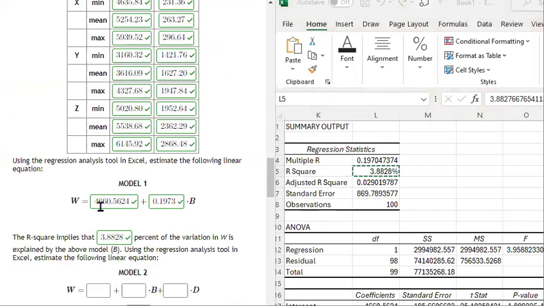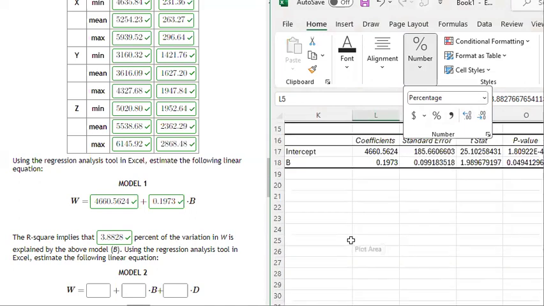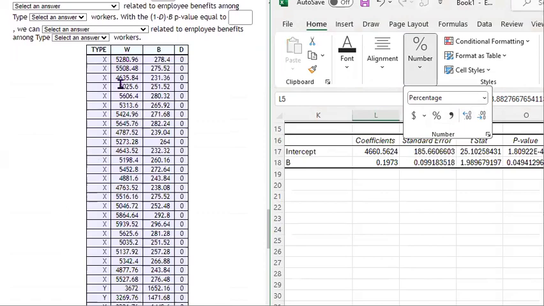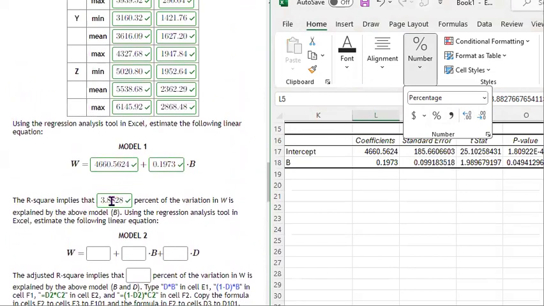Okay, so the R square here implies 3.88, or to one decimal place, 3.9%. So the R square implies that 3.9% of the variation in W is explained. W varies, and so does B, but this simple regression model says that only 3.9% of the variation in W is explained by the model, which is just the linear model in B.